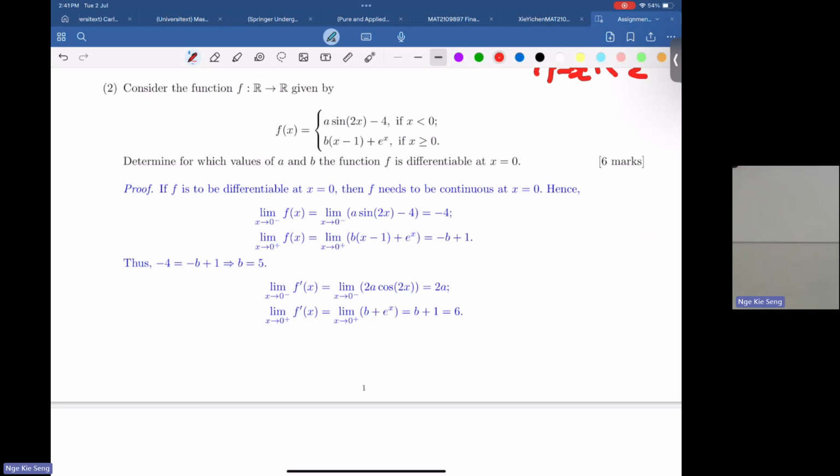Why do I need continuity? Can I put continuity away? Cannot, because differentiability implies continuity. If you are differentiable, you have to be continuous. Otherwise it doesn't work. Not continuous, then already not differentiable. No need to discuss anymore.